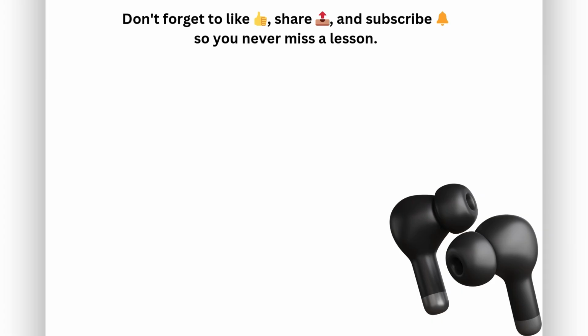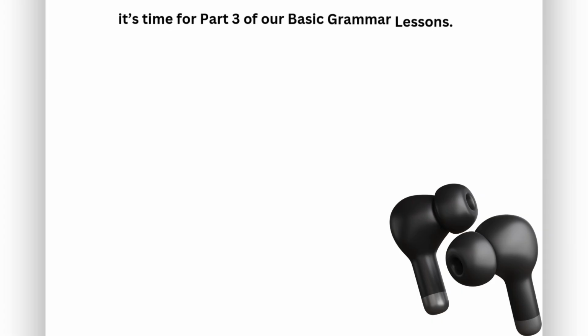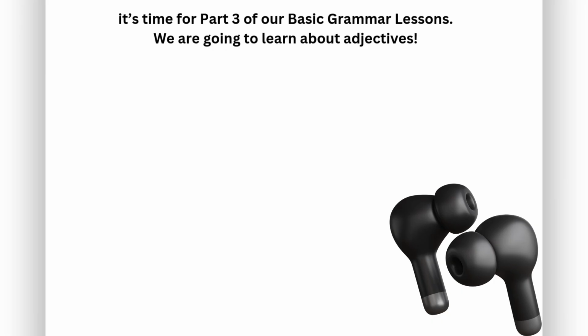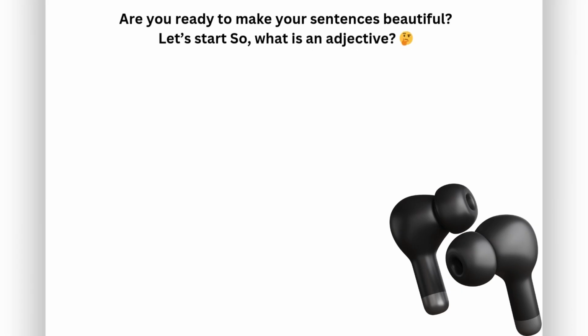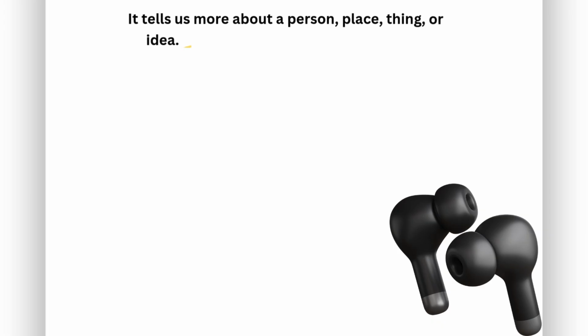It's time for part 3 of our basic grammar lessons. We are going to learn about adjectives. Are you ready to make your sentences beautiful? Let's start. So, what is an adjective? An adjective is a word that describes a noun. It tells us more about a person, place, thing, or idea.